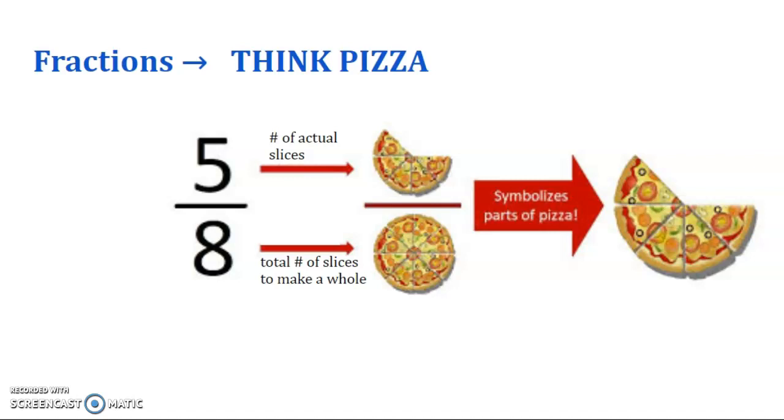5 over 8 is a fraction. The top number always represents the number of actual slices of pizza you have. Okay, so I have one slice, two, three, four, 5 slices, and the bottom number represents the total number of slices to make the whole. So how many is one whole divided into? It's divided into 8 parts. So this tells me that I have 5 pieces out of a total of 8 pieces of pizza.